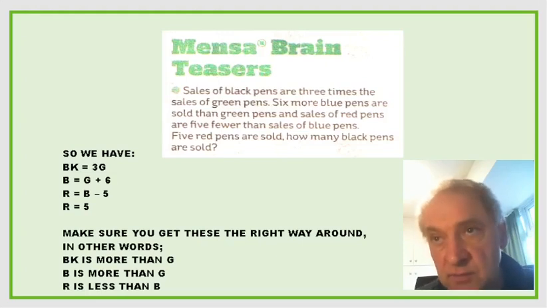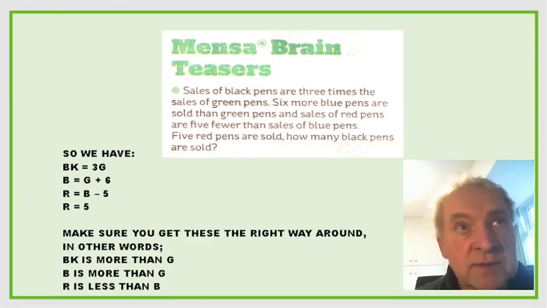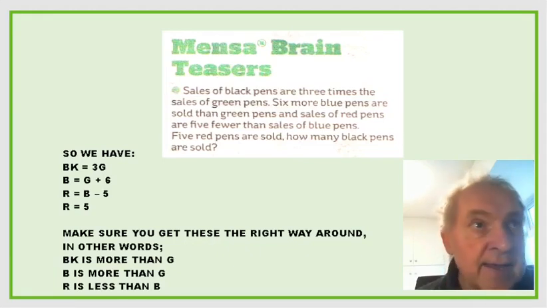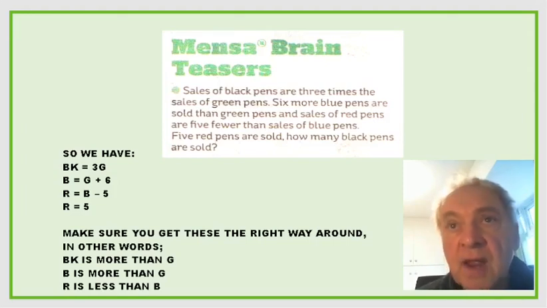So BK equals something. It's going to be 12, spoil it for you. B is more than G. There are 6 more blue pens sold than green pens, so blue is the bigger one. Blue is bigger than green. And then in the end it says there are 5 fewer red pens than blue pens. So red is smaller than blue, by 5. And then the bit of information that you need in order to follow this logic is that red is 5. You need that to follow the logic. You need some sort of clue.